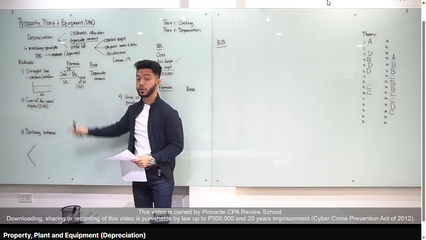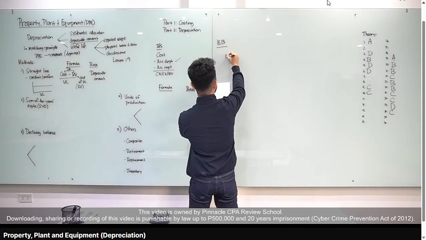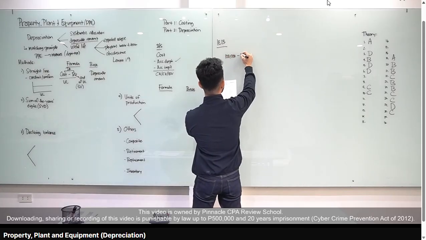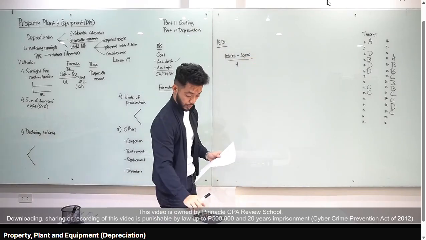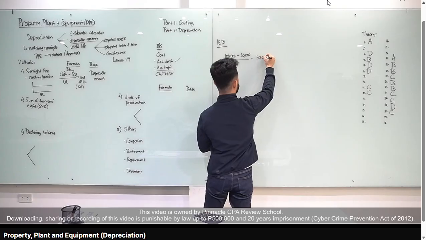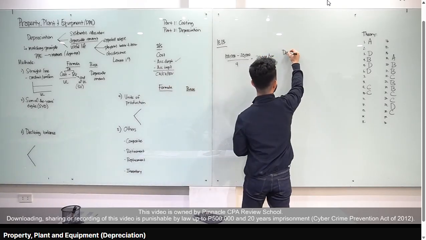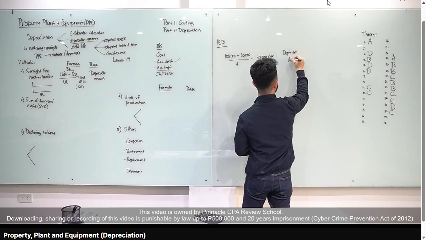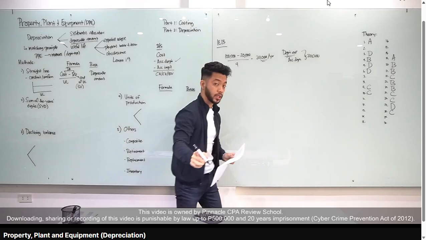So, we just apply the formula: cost minus residual value over its useful life. Our cost is 100,000, minus the residual value of 20,000, over a useful life of 4 years. How much is that? 100,000 minus 20,000 divided by 4 is 20,000 per year. That is our depreciation expense. Journal entry: debit depreciation expense, credit accumulated depreciation, 20,000. Depreciation expense, obviously, goes to the income statement.